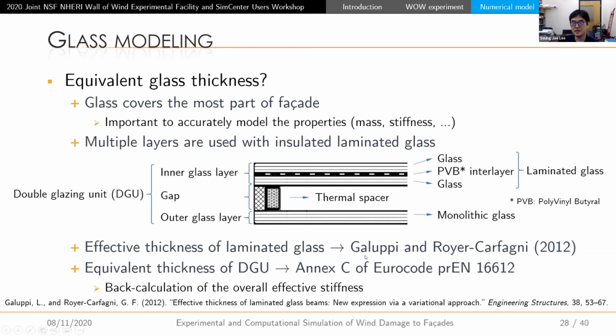So we adopted Galuppi's formula from 2012. She developed a nice formula such that we can estimate the effective thickness of the laminated glass. And with this, we could compute the effective thickness of the inner layer. And then with that, we could use the Eurocode to estimate the effective thickness of the DGU unit. So we used the finite element software to back calculate the overall effective stiffness, and that information was used to compute the equivalent thickness of the DGU, right?